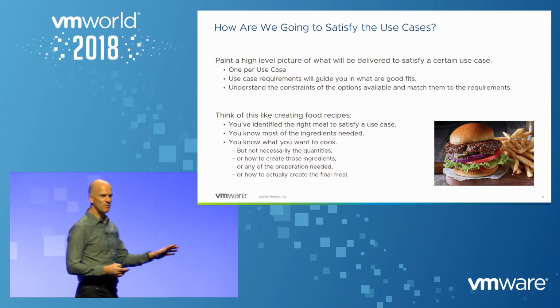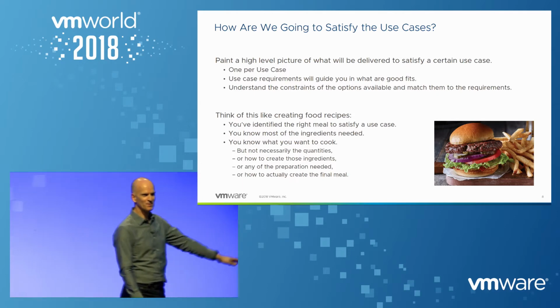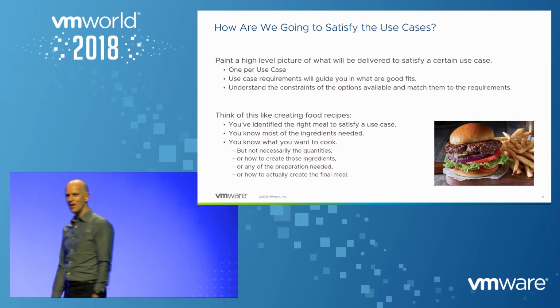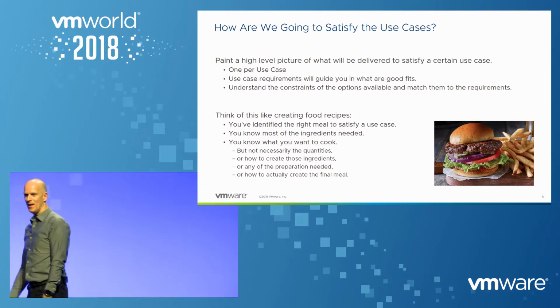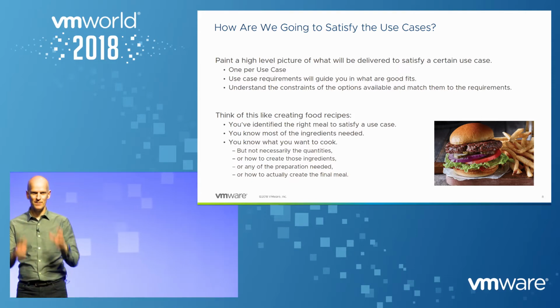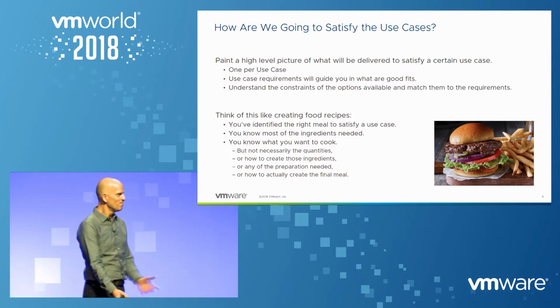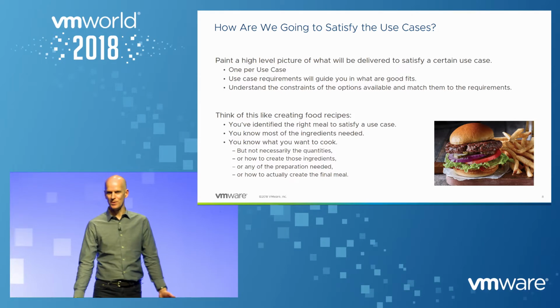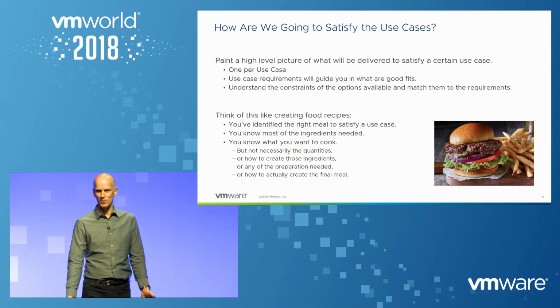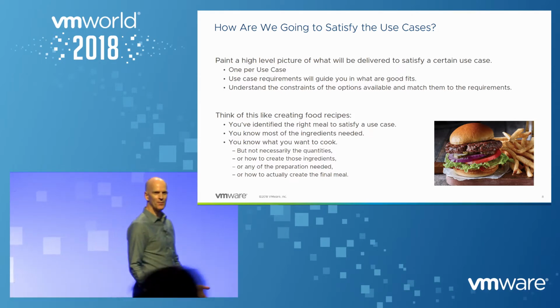So the example I've given here is a burger and fries. My use case is I have a hungry user, and he said he wants something he can pick up with his finger and eat with his mouth. At this point, I know a burger and fries is going to satisfy all the requirements I've gathered from the user. I don't know how I'm going to create it.